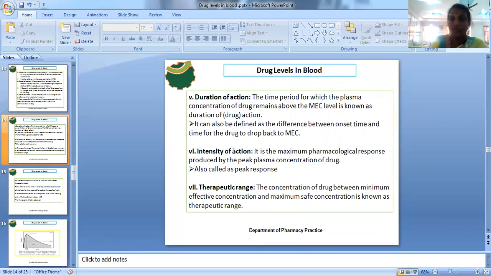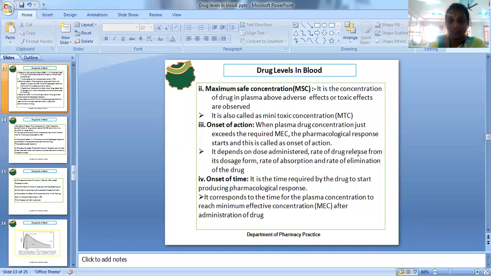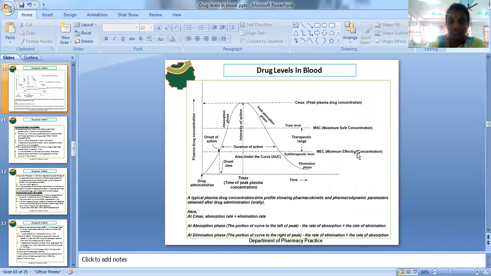That means it also defines the difference between the onset of time for the drug and the drop back to the MEC level, which is said to be the duration of action. From here to here, that is the duration of action. In simple words, it is the time difference between the onset of action point and the MEC point. This is the MEC point.